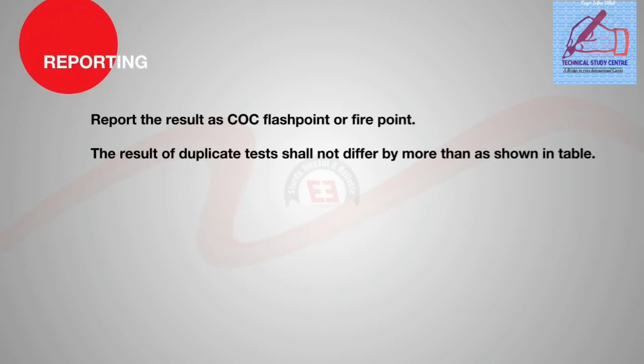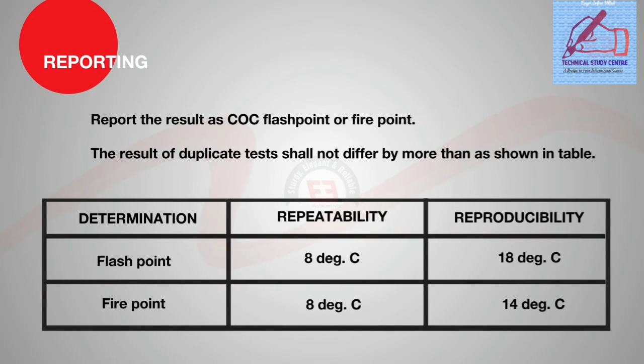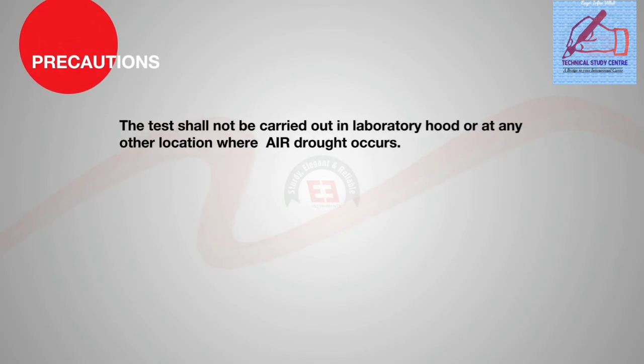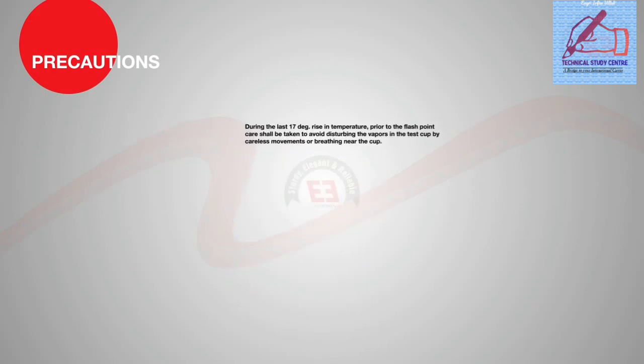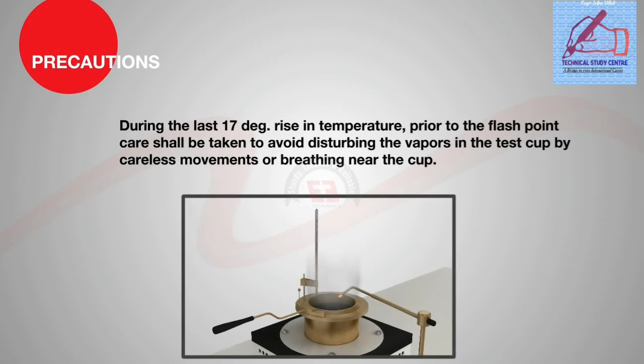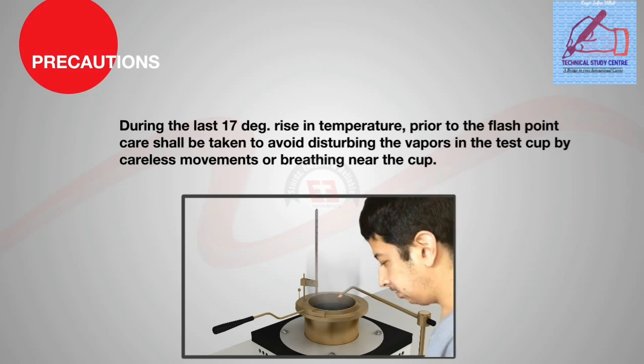Reporting. Report the result as COC flash point or fire point. The result of duplicate tests shall not differ by more than as shown in table. Precautions. The test shall not be carried out in laboratory hood or at any other location where air drought occurs. During the last 17-degree rise in temperature prior to the flash point, care shall be taken to avoid disturbing the vapors in the test cup by careless movements or breathing near the cup.